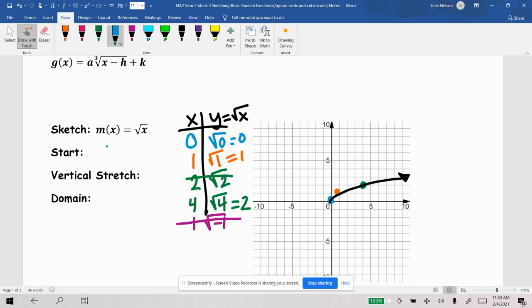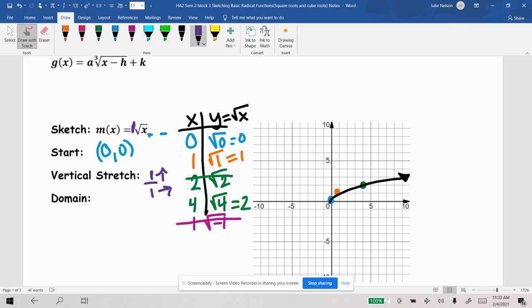I started at 0, 0 because there was no number inside the square root and no number outside the square root. My vertical stretch is always that number in front, and there was no number in front of the radical. Do you notice how, though, I would go up 1, right 1? So from my starting point, I went up 1, right 1.